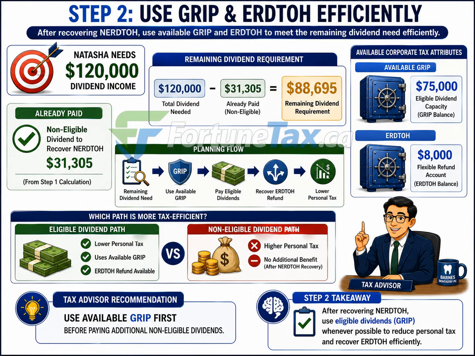Let's start with the numbers. NERDTOH wants a total of $120,000 of dividend income. We've already allocated $31,305 of non-eligible dividends to recover NERDTOH. So we subtract that amount from the total dividend target. $120,000 minus $31,305 leaves a remaining dividend requirement of $88,695. This is the amount we still need to distribute.